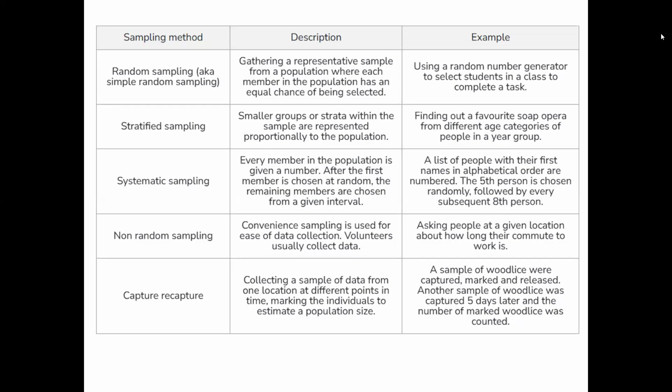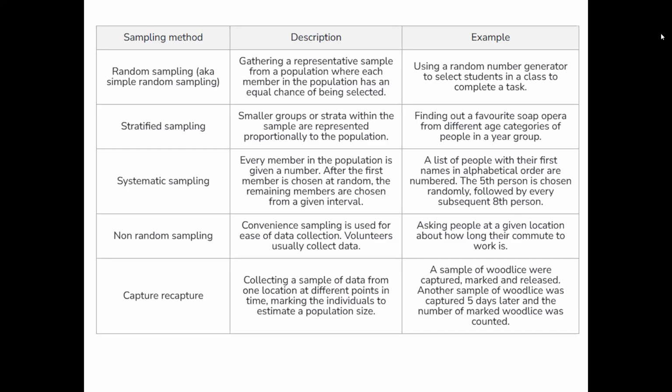In systematic sampling, every member of the population is given a number. After the first member is chosen at random, the remaining members are chosen from a given interval. For example, a list of people with their first names in alphabetical order is numbered. Then the fifth person is chosen randomly, followed by every subsequent eighth person. That's called systematic sampling. In non-random sampling, convenience sampling is used for easy data collection. Volunteers collect the data, asking people at a given location how long their commute to work is for the research. That is called non-random sampling, a convenience sampling.